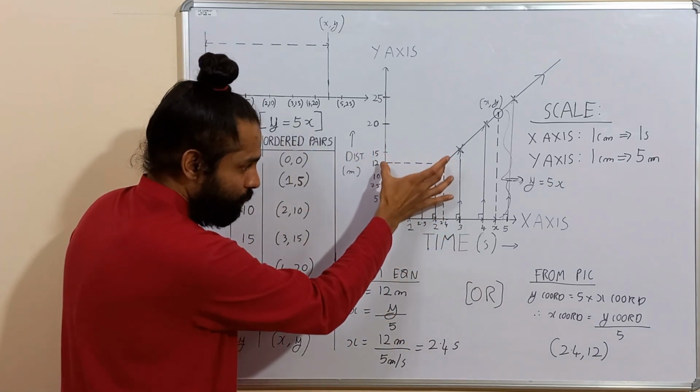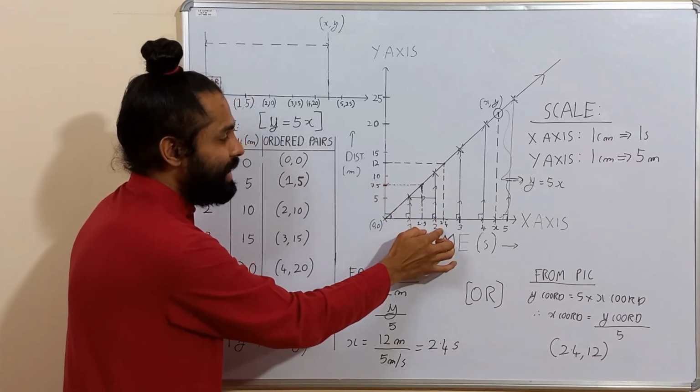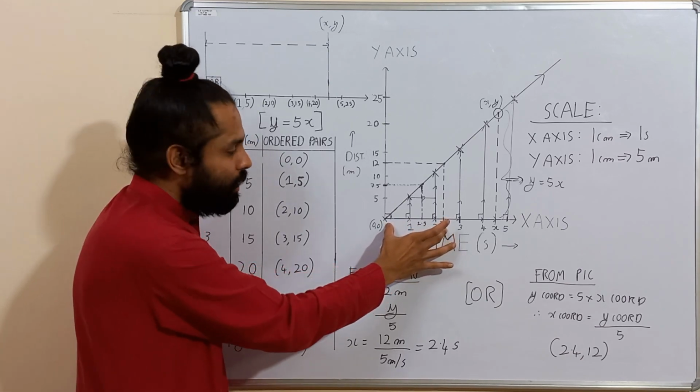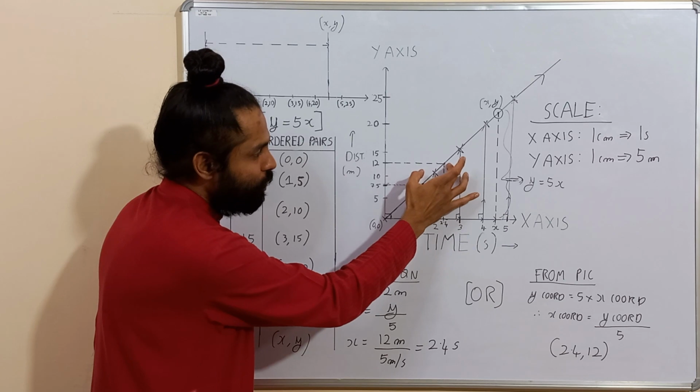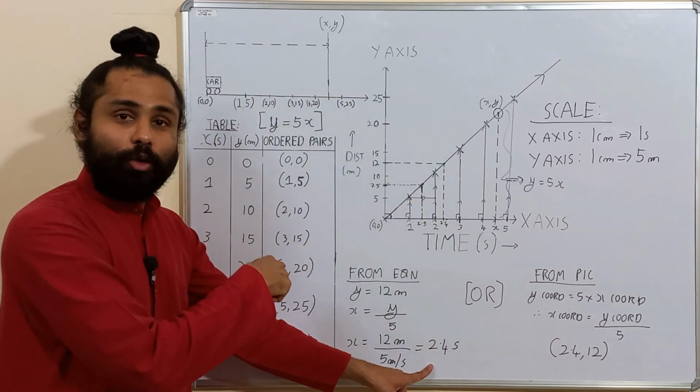And when I actually do it in the graph, you will see. Find this distance, bring it down and see how much it is on the x-axis. You will see it will be exactly 12 by 5. It will be the 2.4 second mark, which means the x coordinate of this point will be the 2.4 seconds that you got from the equation.